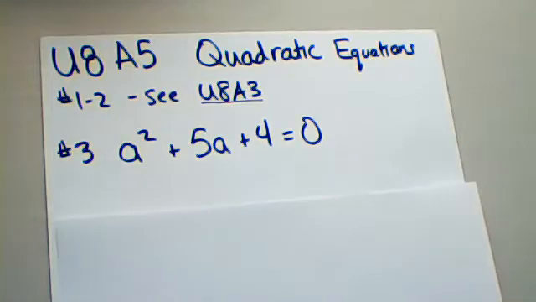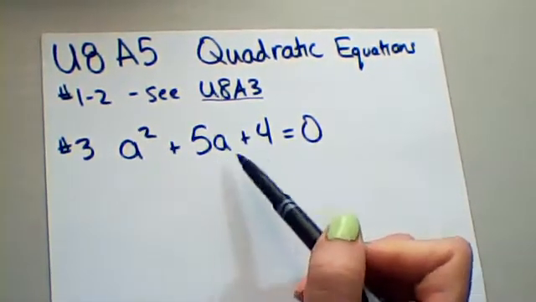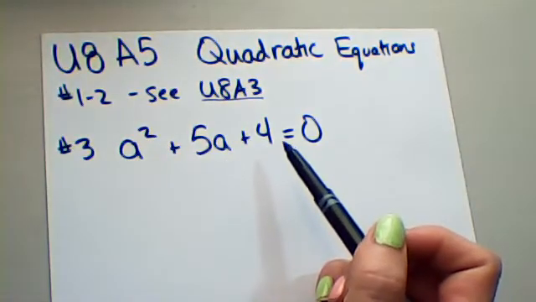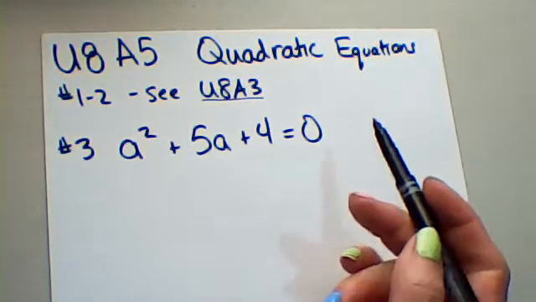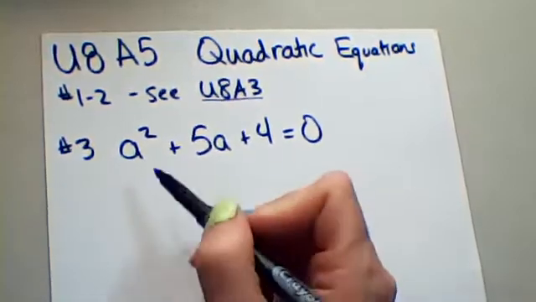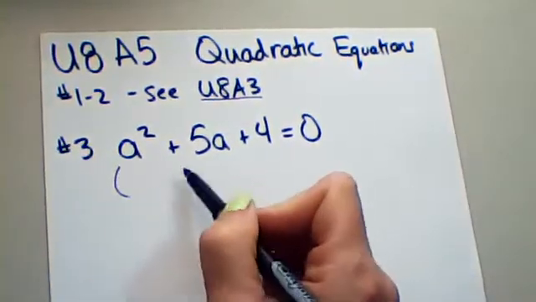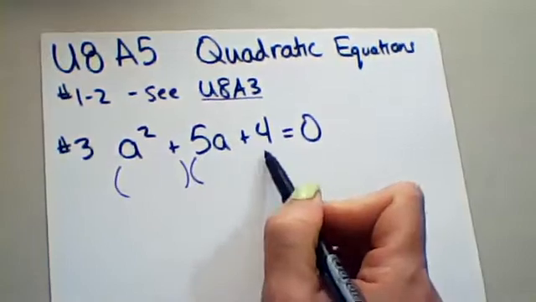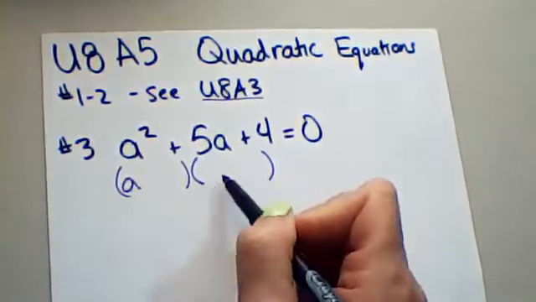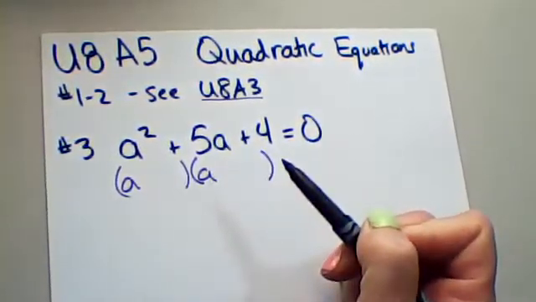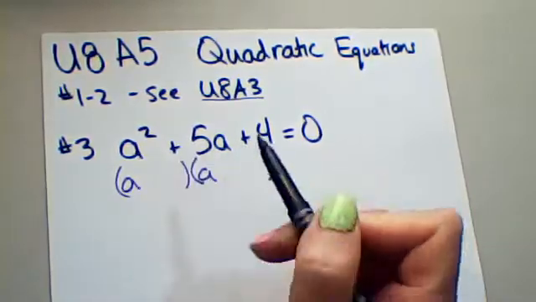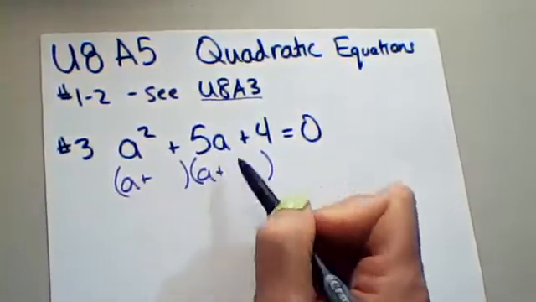Then when you get down to problem 3, it says a squared plus 5a plus 4 equals 0. So first we need to factor and then use our zero product property to go ahead and solve. So we know when we factor, since it's got a squared, we're going to have an a here and an a here to begin both binomials.